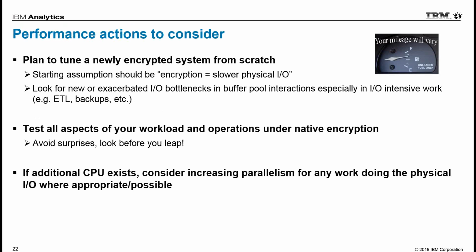So what I recommend doing, and I think it's a good way to approach it, is that when you encrypt a system, instead of saying, oh, I've got my existing tuned system and I'm just going to encrypt it and keep running the way it is, start by the assumption that I've just replaced all my disk systems with slower disks. And so I need to actually start from the beginning, start tuning and look for I/O bottlenecks. Steve Reese has a number of good presentations giving you algorithms and approaches. Basically tune your system from start as if it was a brand new system, particularly focusing on I/O. And you definitely want to look at all aspects of your workload and operations under native encryption.